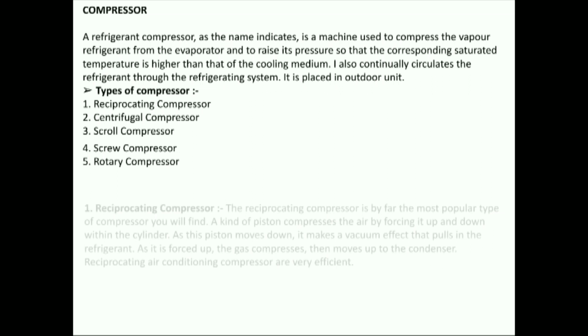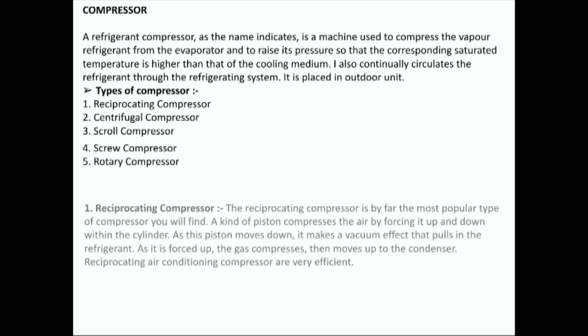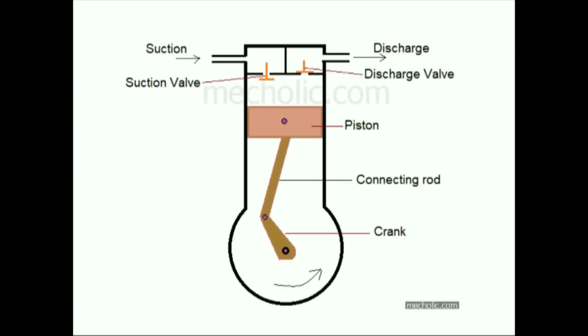1. Reciprocating compressor. The reciprocating compressor is by far the most popular type of compressor you will find. A kind of piston compresses the air by forcing it up and down within the cylinder. As this piston moves down, it makes a vacuum effect that pulls in the refrigerant. As it is forced up, the gas compresses, then moves up to the condenser. Reciprocating air conditioning compressors are very efficient.